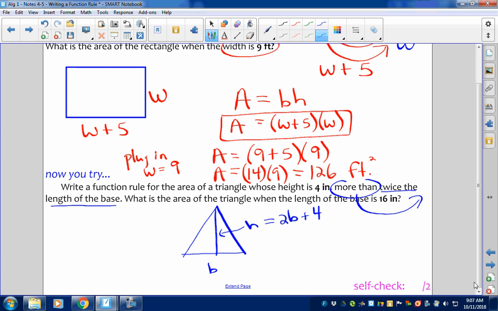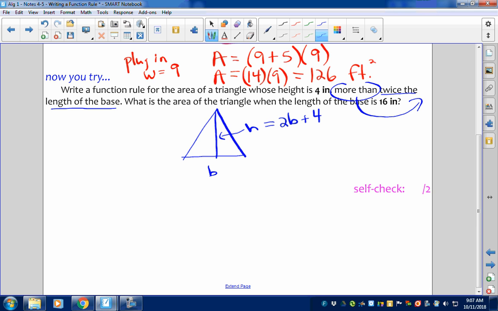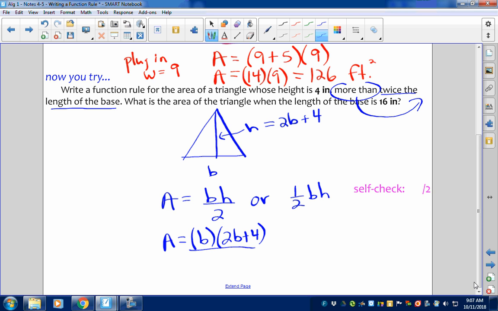Does anybody know the equation then for the area of a triangle? 1/2 base times height. Some students will write it base times height divided by 2. Okay, or 1/2 base times height. Either one is fine. Doesn't matter. So area equals, the base is B, so B is plain itself, and the height is 2b plus 4, and that's all divided by 2. So that's our equation. We're going to leave it in that form at this point. We box it here to be clear. That's our equation.